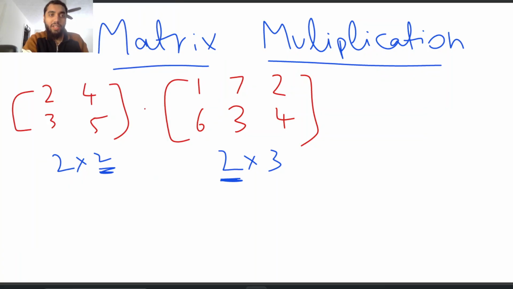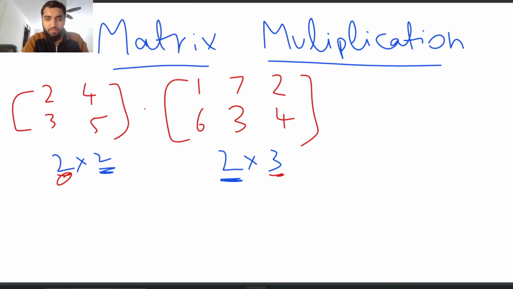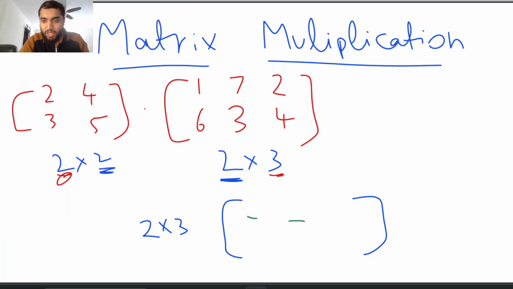Next step is to find the dimensions of the resulting matrix. For that you take this number and this number, and that's going to be the dimensions of your resulting matrix. So 2 by 3. Let me put that here, and that will be a 2 by 3 matrix. I'm just going to put blanks here. Let me use a different color just to make it easier. Green, blank, blank, blank, blank, blank, blank. Pretend those are blanks.